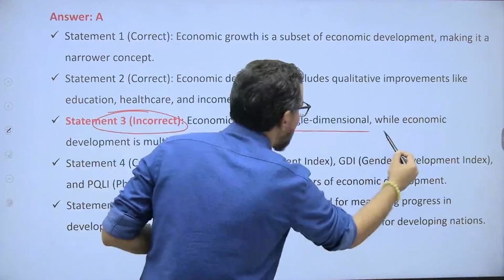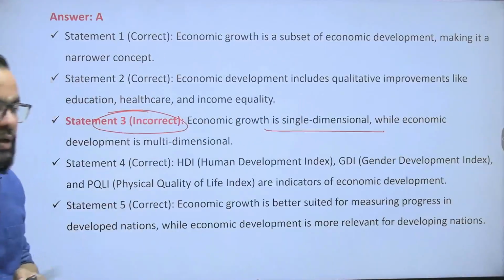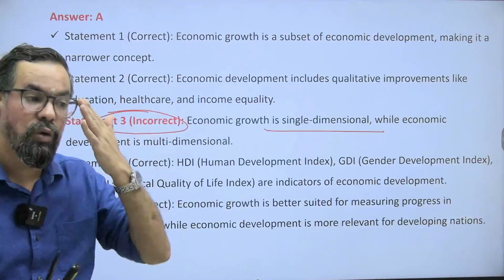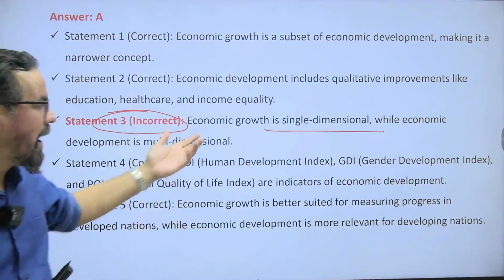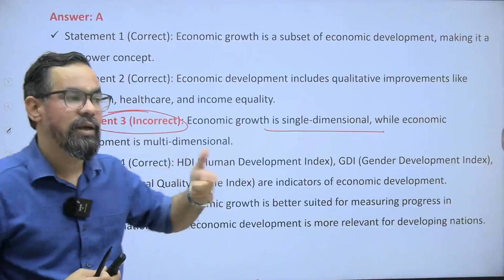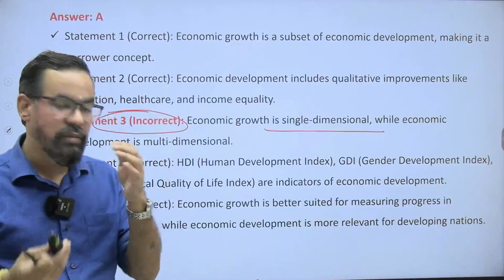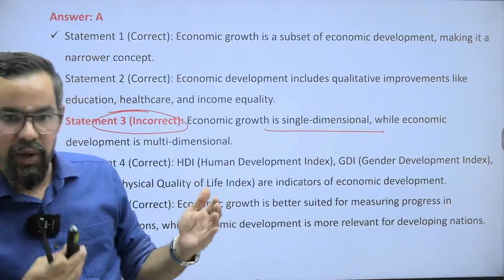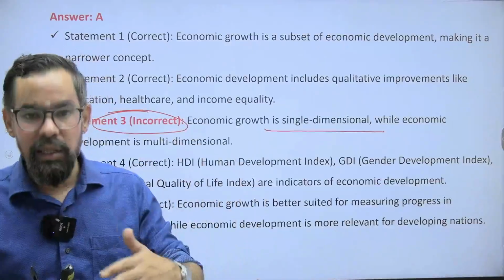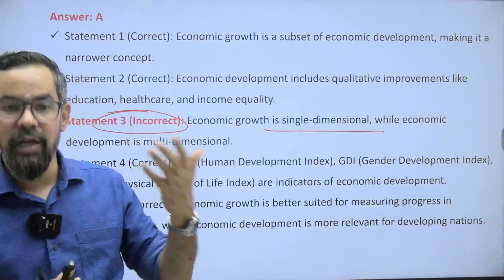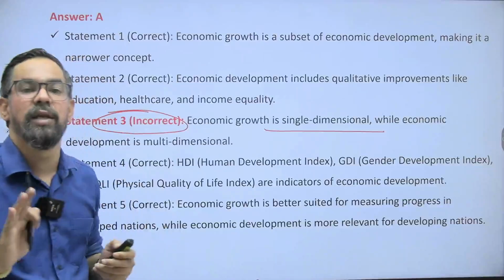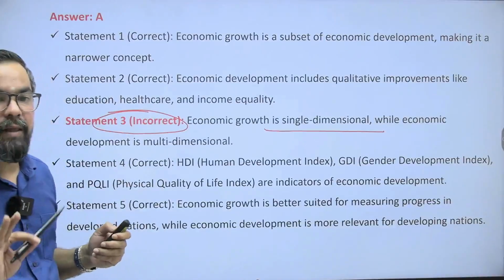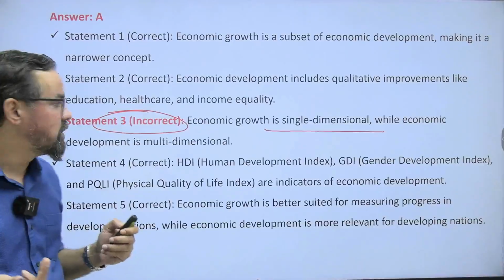Economic growth is single dimensional, and that single dimension is your output, how much output you are producing during the particular year. When it comes to development, it is multi-dimensional. Apart from output, we have how we are doing income distribution, equality, education, healthcare, infrastructure, and others. There are so many dimensions which are generally part of your development measurements or indices also, right?